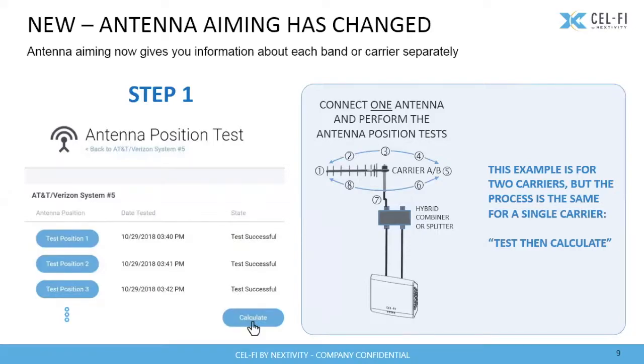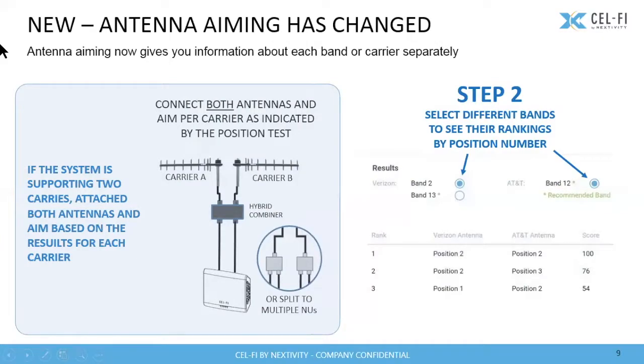In this case, this may be AT&T and Verizon here in the United States. So it'll be testing both AT&T and Verizon at the same time. You'll perform these tests up to 8 positions, and then you're going to press calculate. And you'll be given information about each one of these locations. Now remember, this is a lot more data than you had before. But you'll notice these buttons.